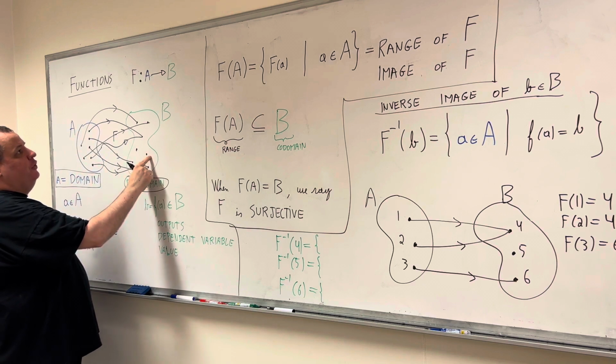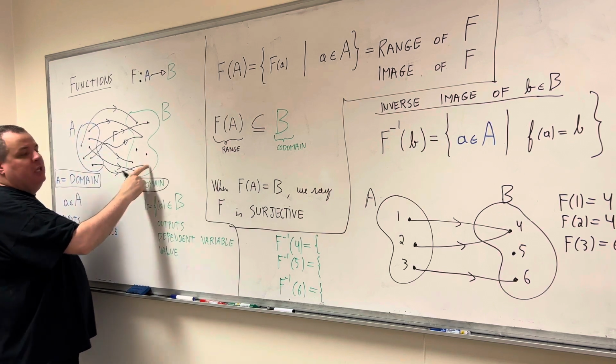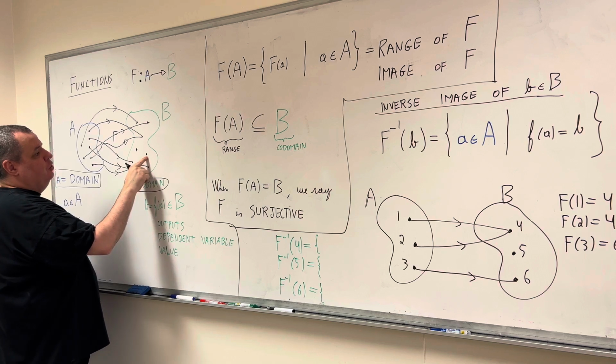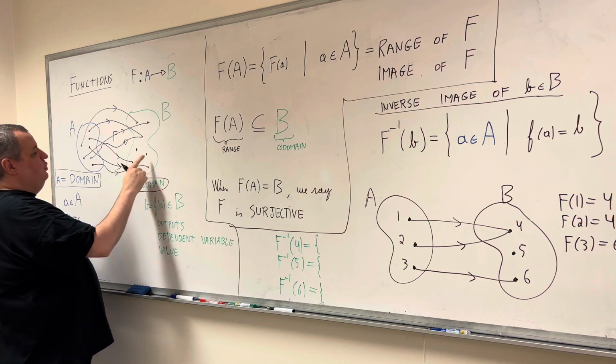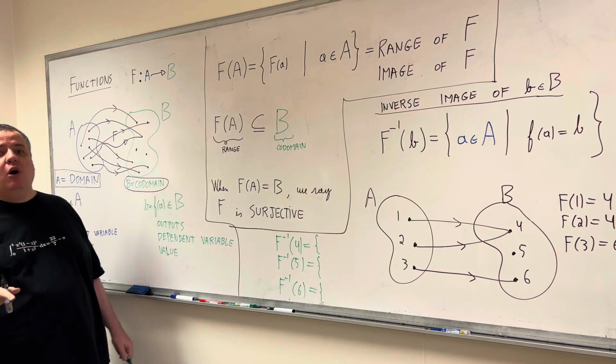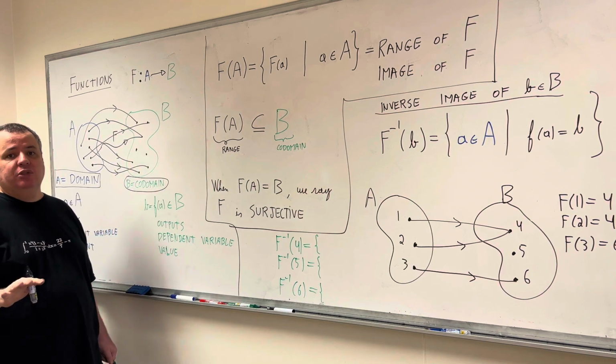As for elements of the codomain B, it doesn't matter. You are free. You could have elements of the codomain with no arrows, elements with a single arrow, elements with multiple arrows. That's okay. These are all okay with the definition of a function. All right?